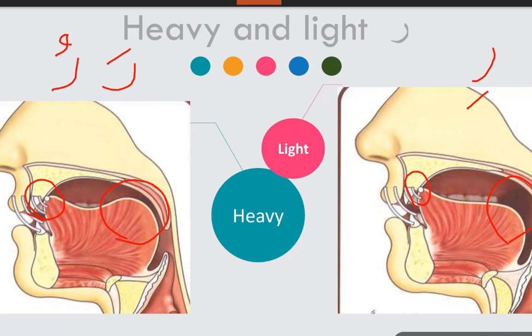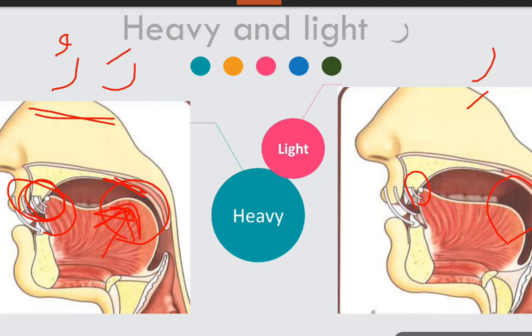So we have to do two things to make ra heavy: narrow the space between the tongue and the roof of the mouth, narrowing the space by elevating the tongue, letting the back part of the tongue be up so that the sound of the ra cannot escape freely, so that the sound comes out heavy. Ra, ru, like this.